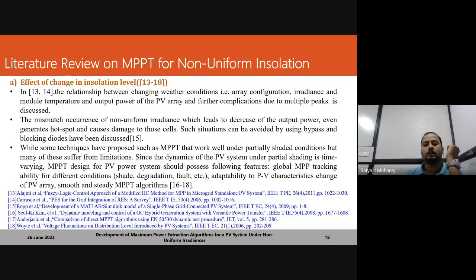When we come to non-uniform insolation levels, we can implement meta-heuristic algorithms and techniques like the Firefly algorithm, Grey Wolf Optimization, and modified Particle Swarm Optimization. They are adaptive techniques. When the hotspot condition arises due to partial shading conditions, such MPPT techniques will be able to tackle such scenarios and generate the maximum possible power from the source.